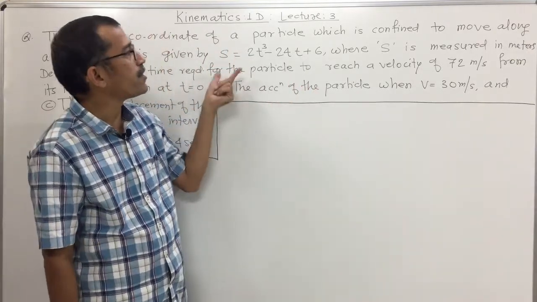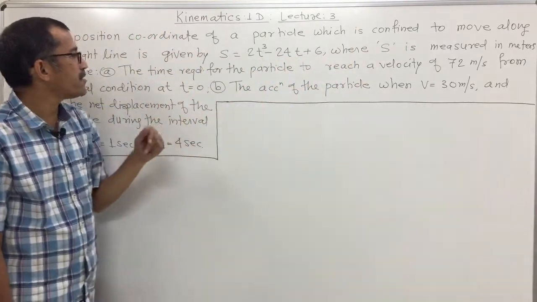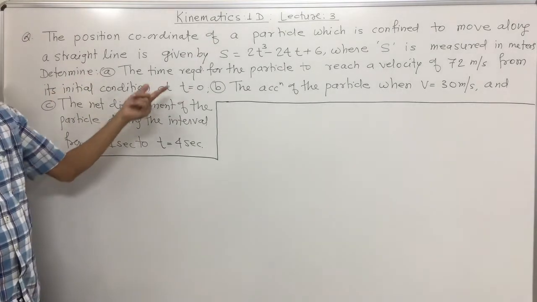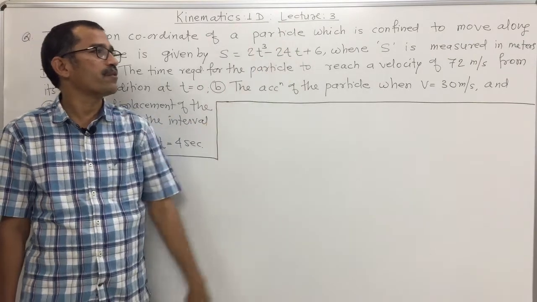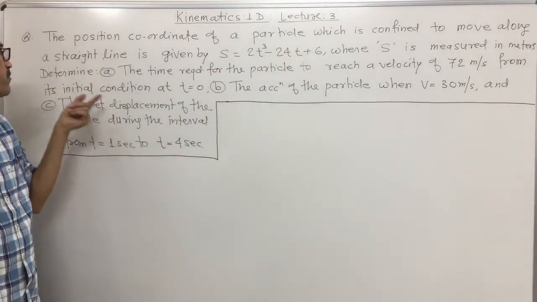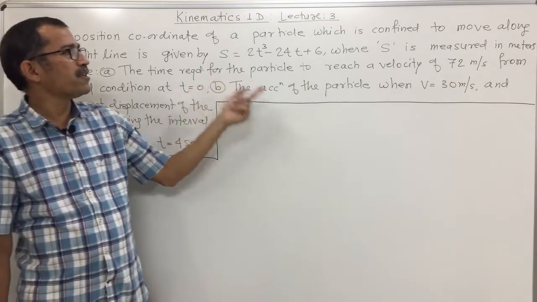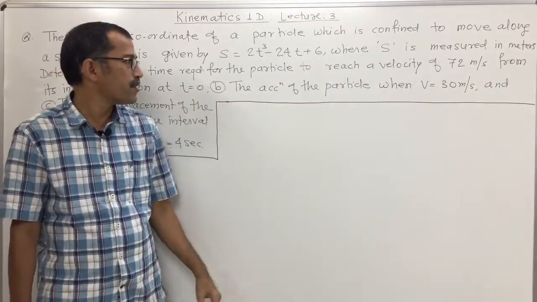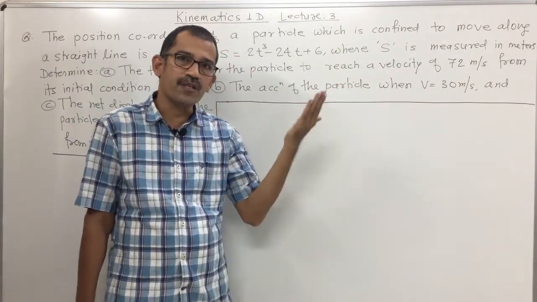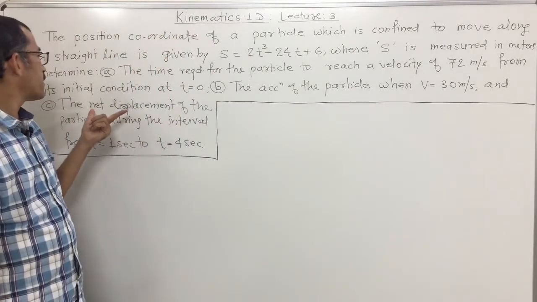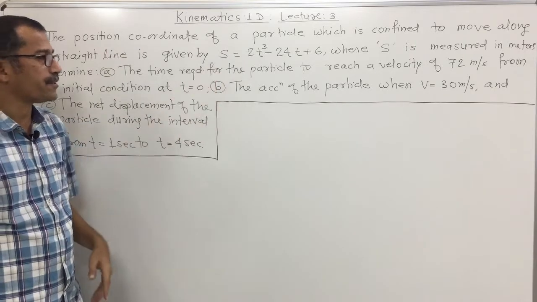If we differentiate velocity, we get acceleration. Now see what is asked in the problem. Here s is in meters and t is in seconds. Determine the time required for the particle to reach a velocity of 72 meters per second from the initial condition at t = 0. That is possible if you know the equation of velocity. Then the acceleration of the particle when v is 30, so you must know the equation of acceleration also. And the net displacement, which is possible from the first equation.